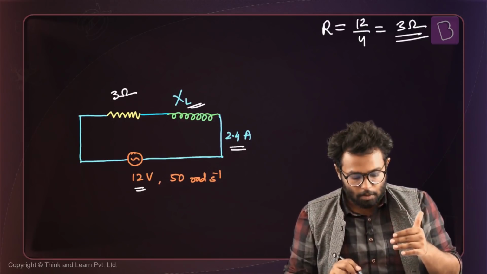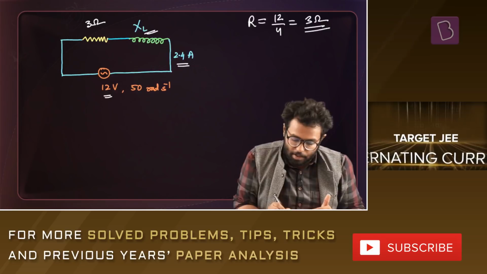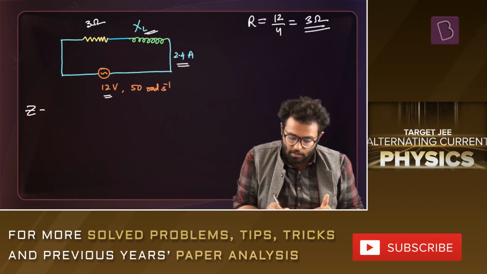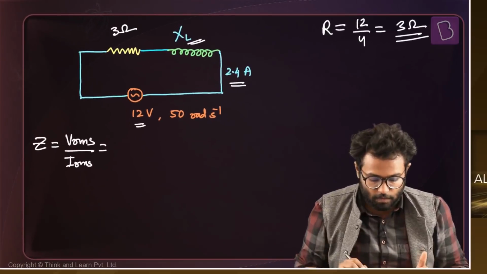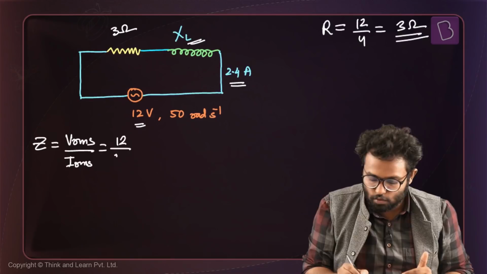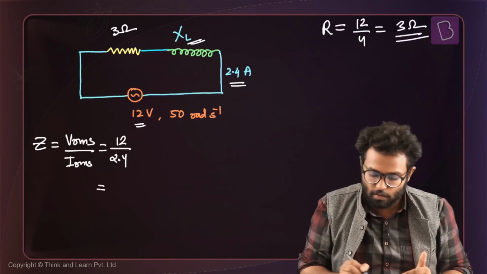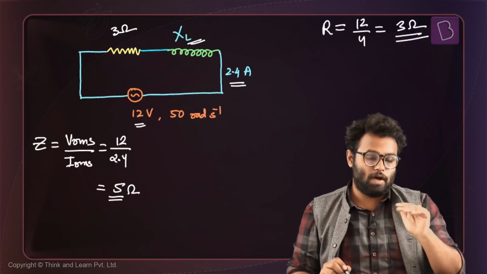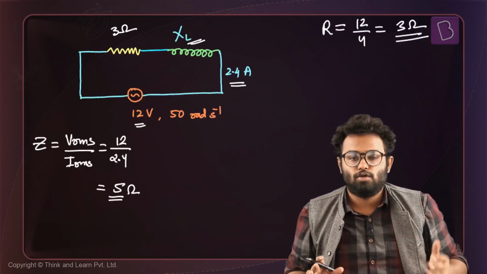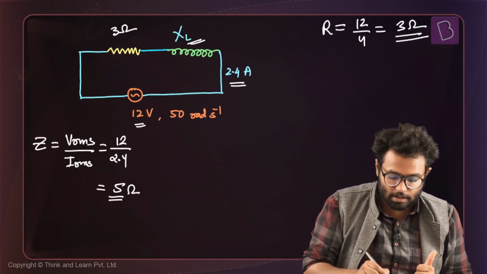Okay, now I can find the impedance of the circuit. The impedance of the circuit will be VRMS divided by IRMS, right? What is VRMS? 12, divided by IRMS which is 2.4. What is 12 by 2.4? It is 5, right? So the impedance of the circuit is 5 ohms. I calculated that. Cool. So I know the impedance and I know this resistance.